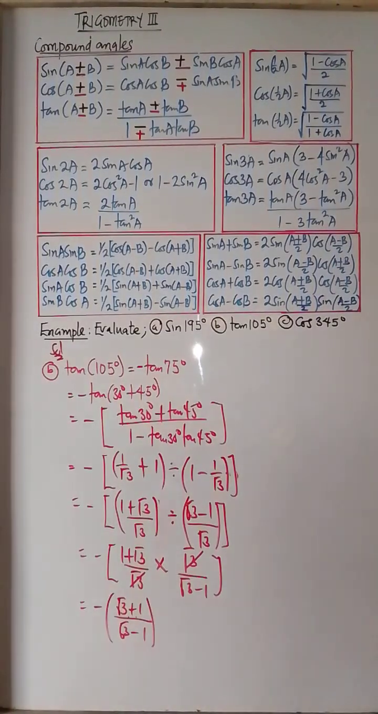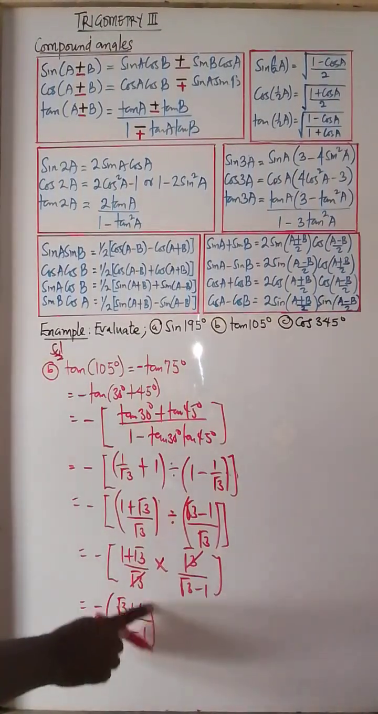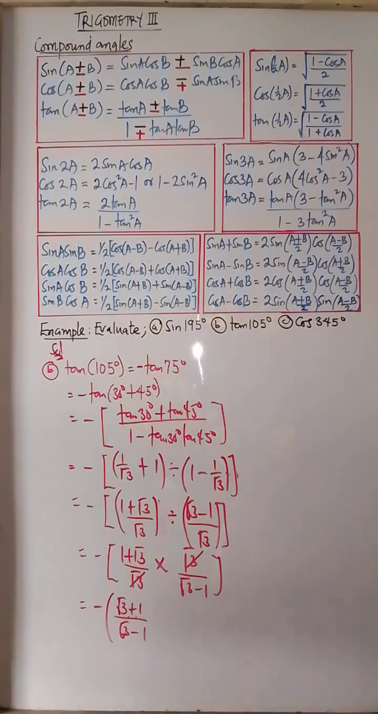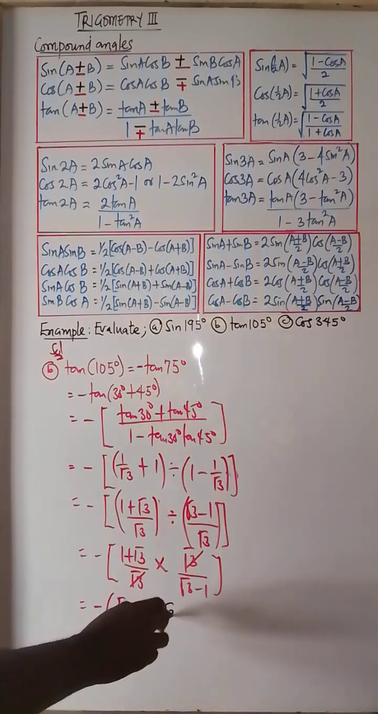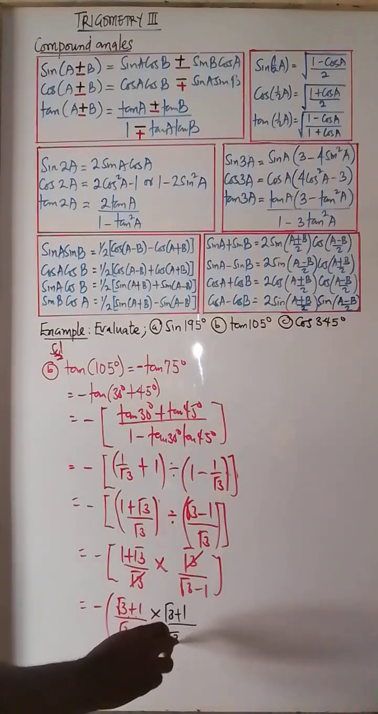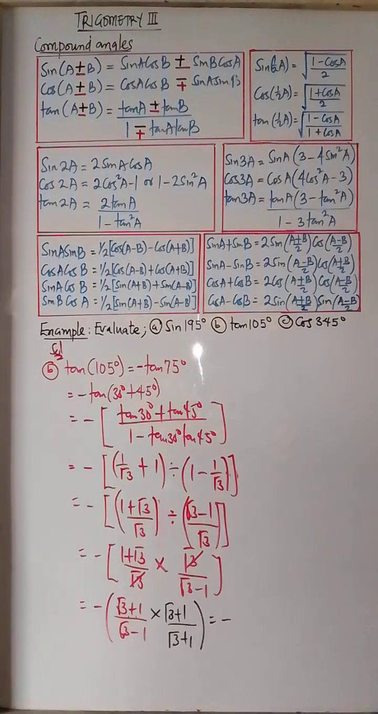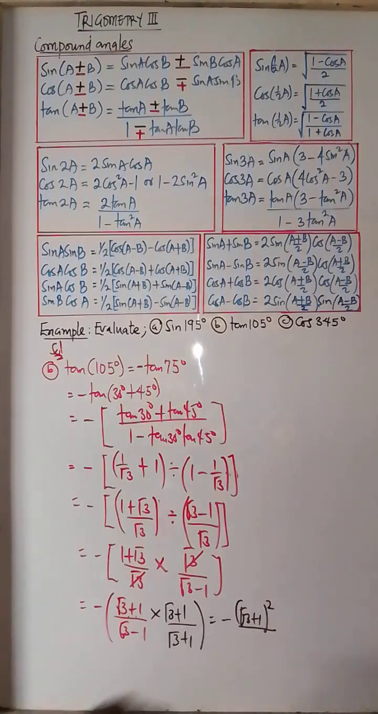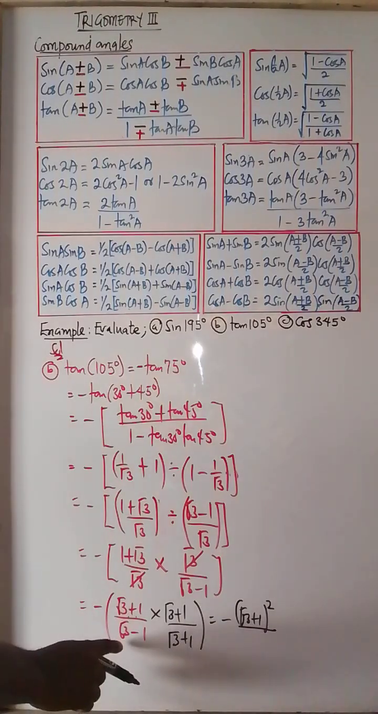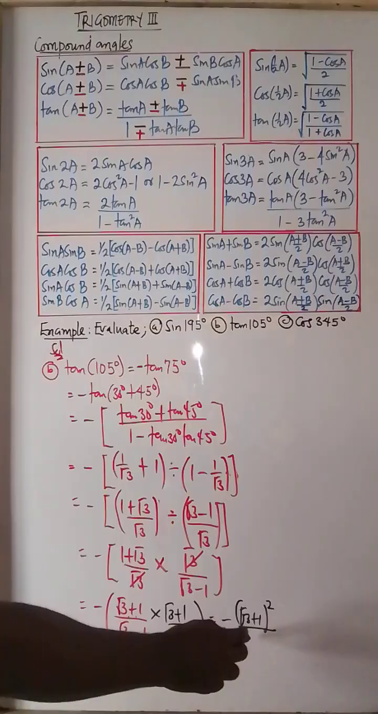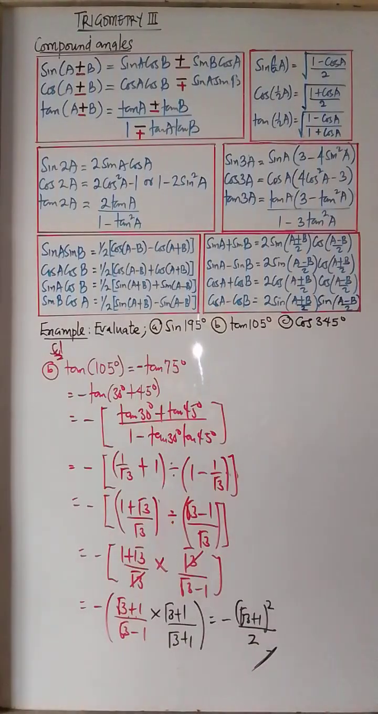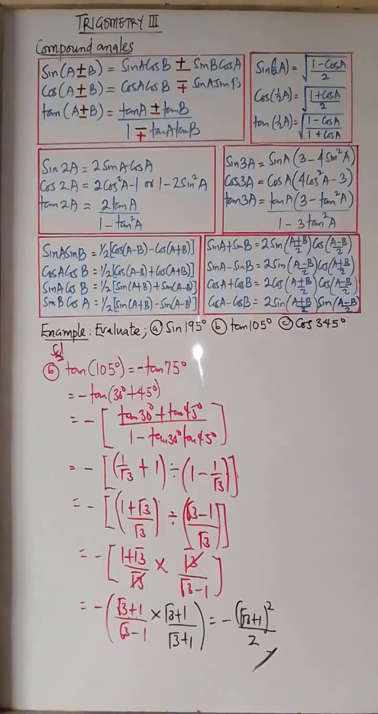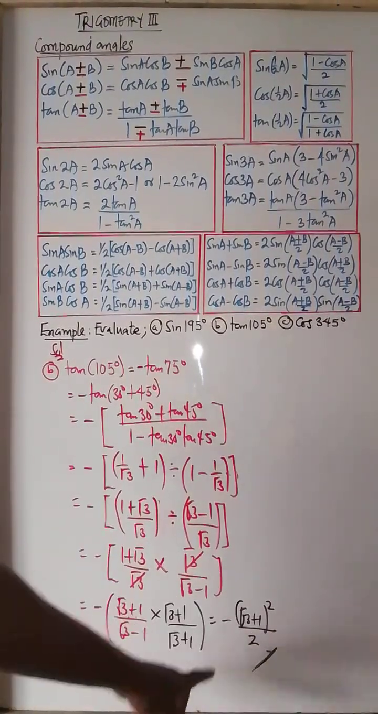So this is our answer, but in mathematics, we don't allow an irrational number in the denominator. So what are we going to do? We are going to rationalize. Multiply by root 3 plus 1 over root 3 plus 1. So at the end of the day, we'll be having negative root 3 plus 1 all squared divided by, applying difference of two squares, 3 minus 1, and that's 2 as our final answer. Note, this square is not affecting this negative.